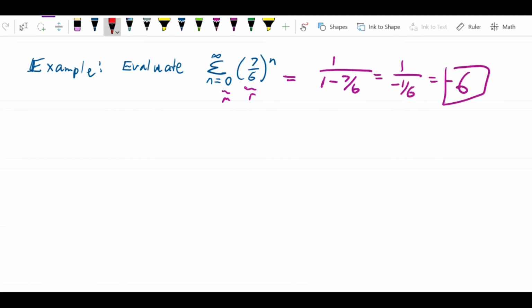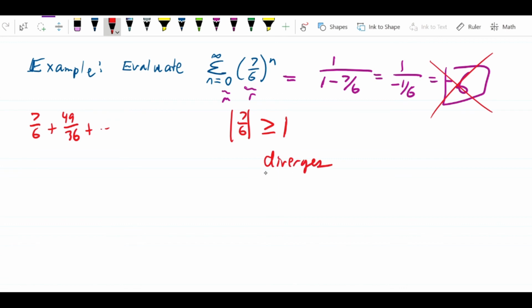The problem with this, of course, is it's a very beautiful solution. It just happens to be wrong. The mistake here is not realizing that the absolute value of 7/6 is greater than or equal to 1. It's not in the range where the series converges. And a little thought shows that what you're doing is adding up 7/6 plus 49/36 plus dot dot dot. In other words, we keep adding up fractions that just keep getting to be more and more than 1. And the idea that they somehow come out to a negative number like negative 6 just doesn't make any sense. So this series diverges. It can't be evaluated.